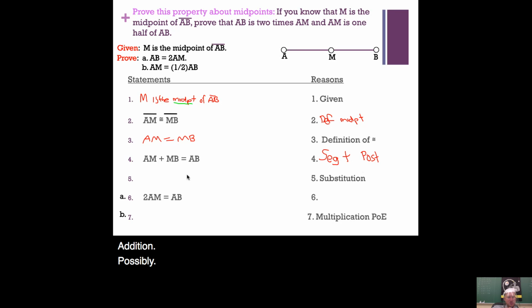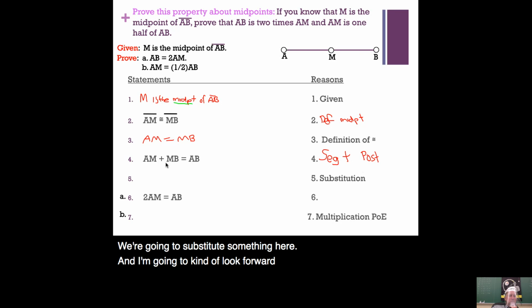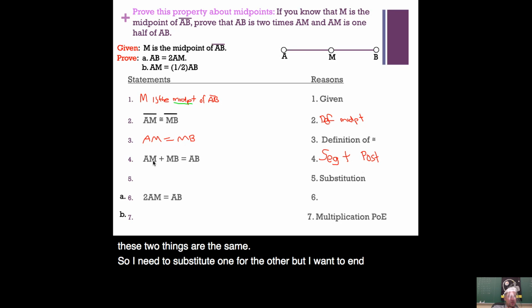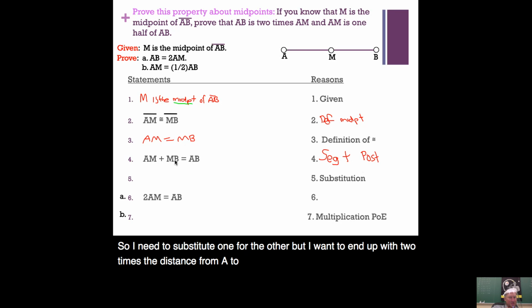We're going to substitute something here. And I'm going to kind of look forward here. I can substitute something in for one of these. It doesn't matter which one I replace, because I notice that these two things are equal, right? These two things are the same. So I need to substitute one in for the other. But I want to end up with 2 times the distance from A to M. So I'm going to take this guy out.